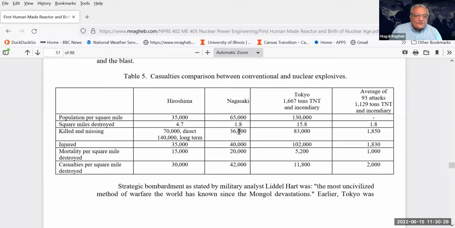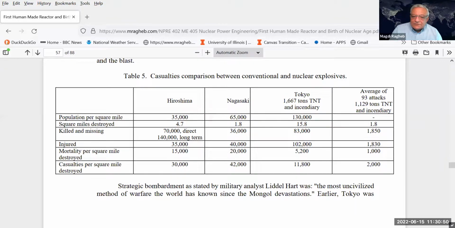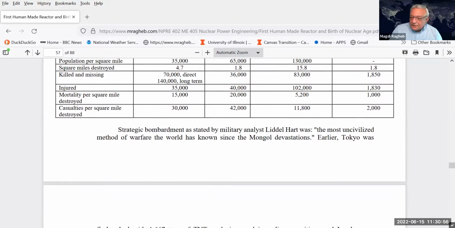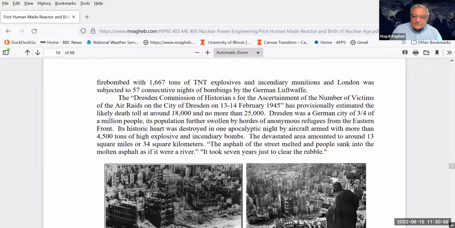Nagasaki, 36,000. So if you take the casualty per square mile, Tokyo is larger than Hiroshima or Nagasaki in total, but you'll find that the Hiroshima device killed 30,000 people per square mile, the Nagasaki 42,000 per square mile, the conventional bombing of Tokyo was 11,000 at 800 miles. So it's 4 times more destructive than chemical explosives in general.